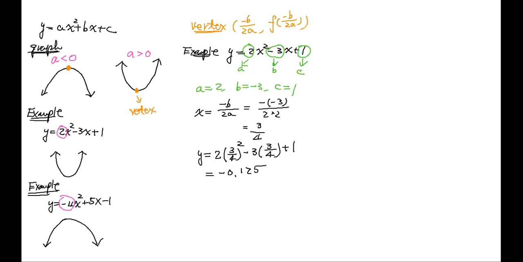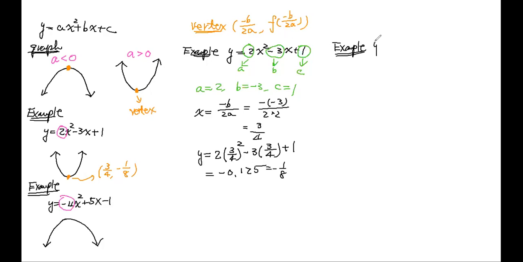So what does that mean? That means this vertex is at 3/4 and negative 0.125, which is equal to negative 1 over 8. That means this is where the graph is going to turn. So it's pretty straightforward. Let's take a look at my other example. Let's do it one more time, and then I think you should get a pretty good idea.